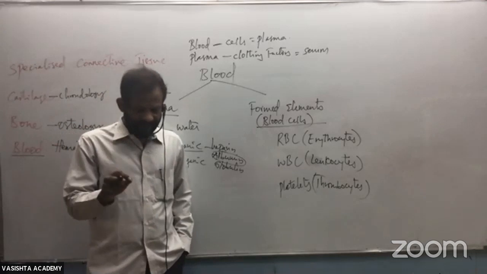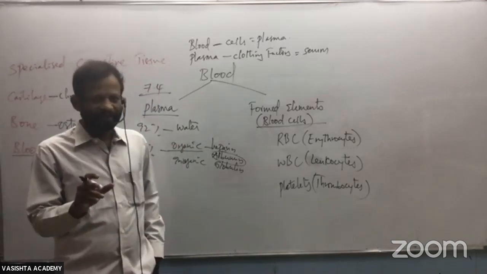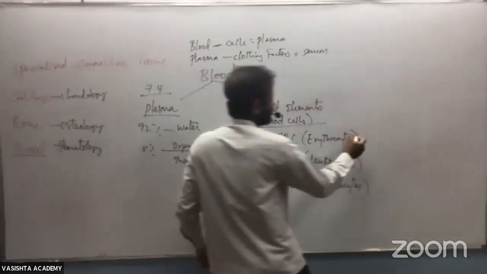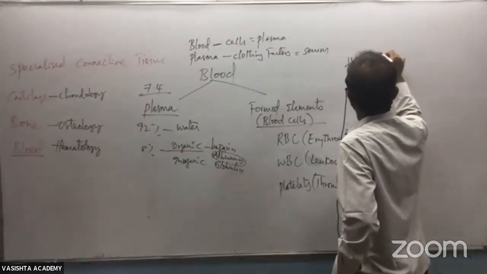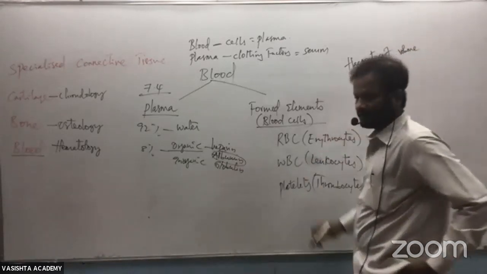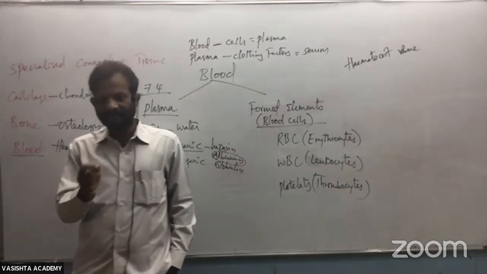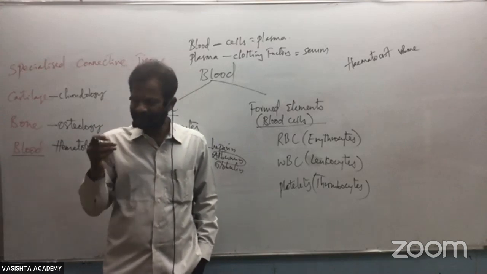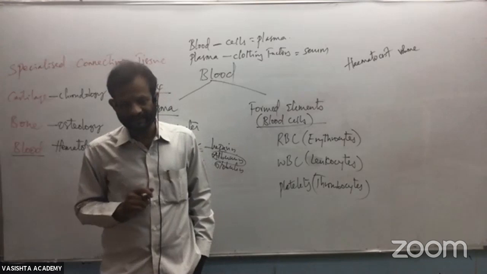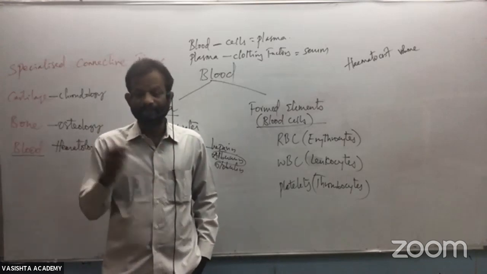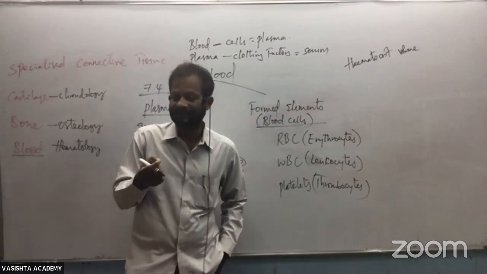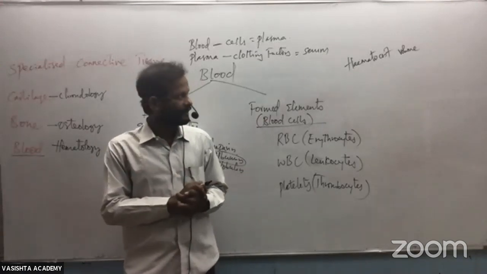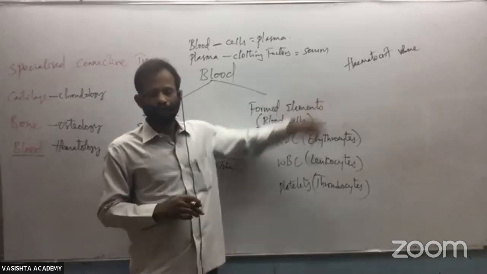Now, in the total blood, how much space is occupied by RBCs? That is called hematocrit volume. What is hematocrit volume? That is the amount of RBCs present in blood. So if the hematocrit volume is low, it means the person is suffering from respiratory disorders. That person cannot transport a sufficient amount of oxygen to the target cells because of the lack of RBCs. So that is hematocrit volume.